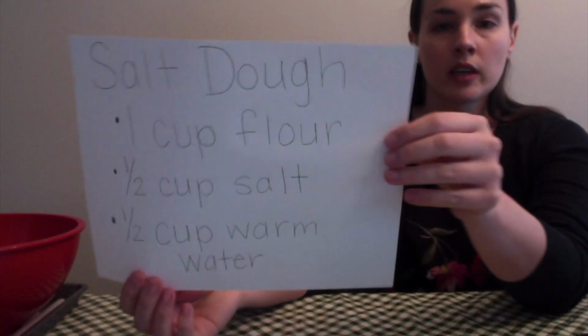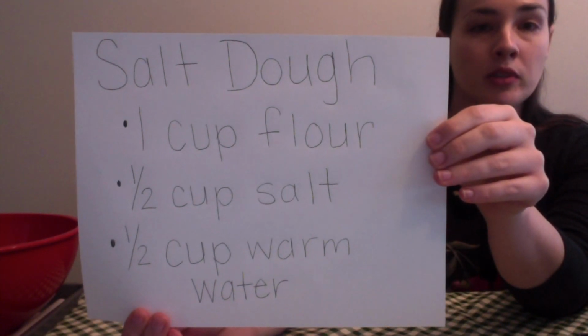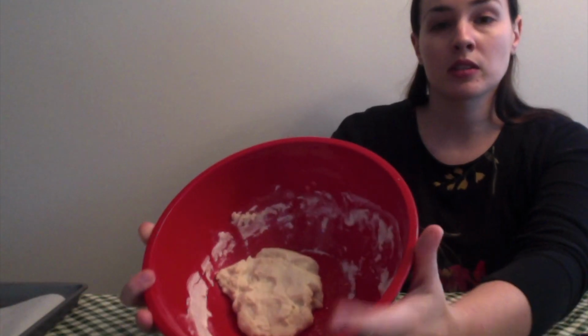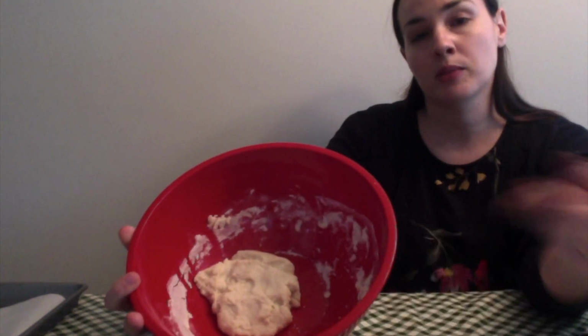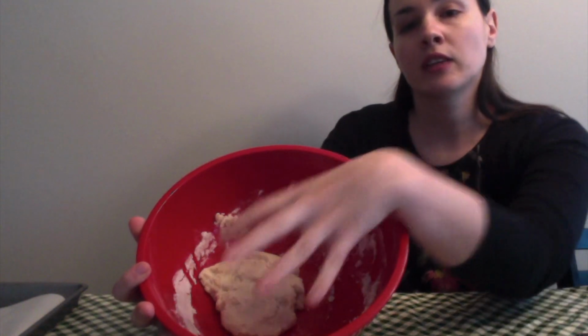Salt dough consists of 1 cup of flour, a half a cup of salt, and a half a cup of warm water. Now you'll combine these in a bowl and you'll have to use your hands to mix them. So this is a great activity for your child to be able to dump in the different ingredients after measuring them out and then using your hands to be able to mix the dough.